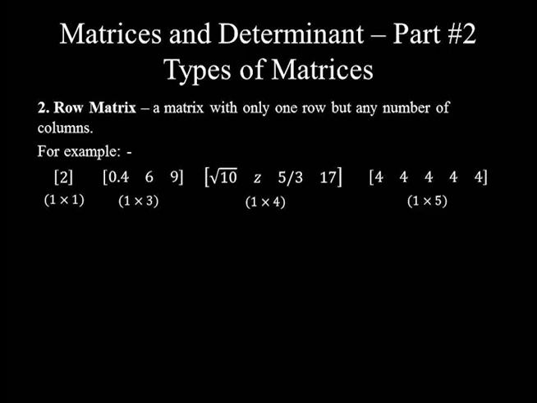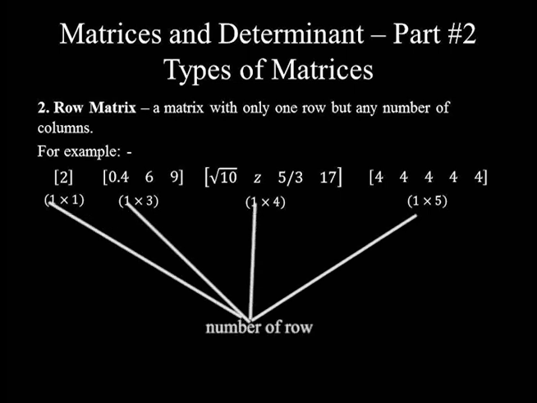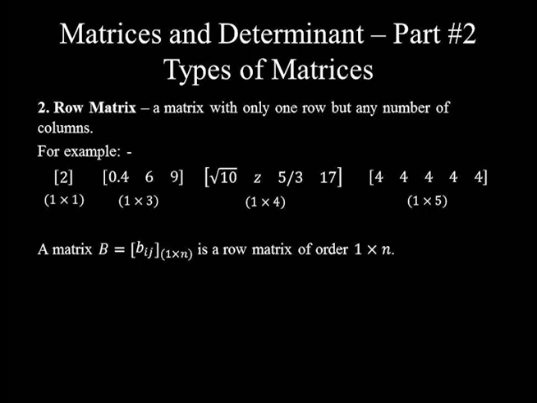To categorize a given matrix as a row matrix, what we have to check is the number of rows in that matrix. If the matrix has only one row, that's a row matrix, otherwise it's not. In general, a matrix B equal to b sub ij with an order 1 by n is a row matrix of order 1 by n.